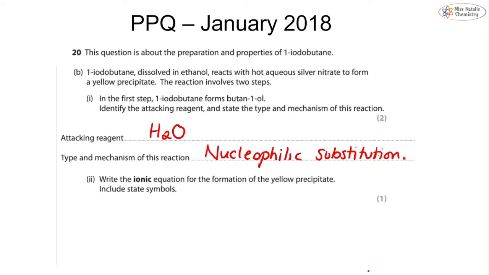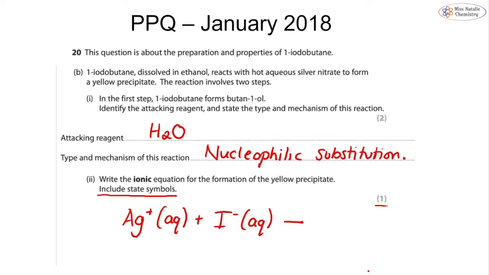Then we have to look at the ionic equation for the formation of the yellow precipitate, and of course it's going to ask us to include state symbols here. Be very, very careful that you always include the state symbols when they are asked for. This is only for 1 mark. If you don't include the state symbols, you are going to throw that away. So the ionic equation is going to be our silver, which is aqueous, reacting with our iodide, which is also aqueous, to form our silver iodide precipitate, which of course is going to be solid.